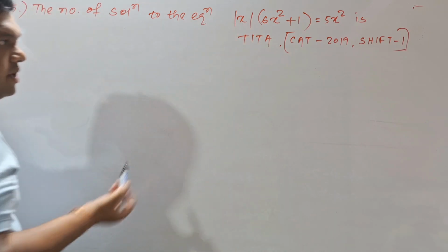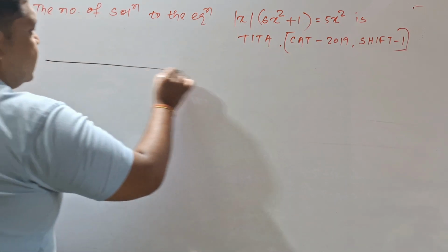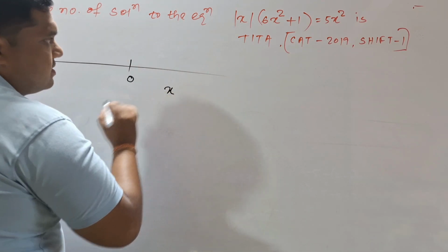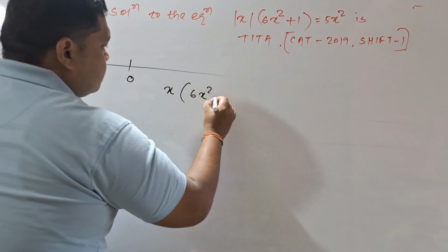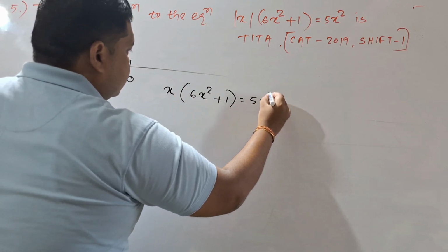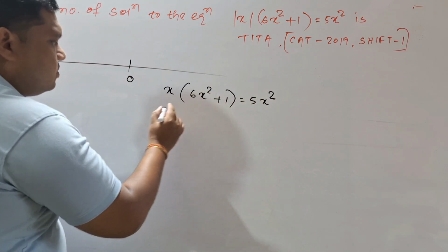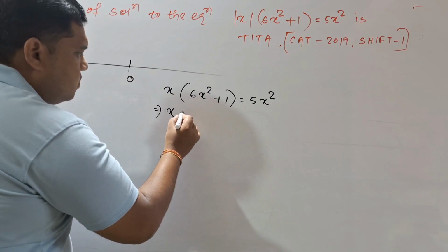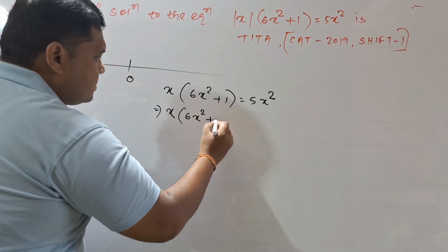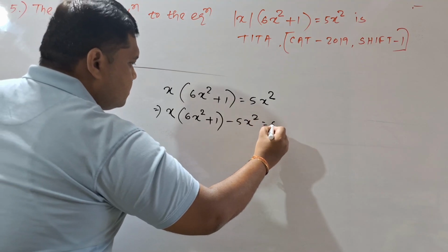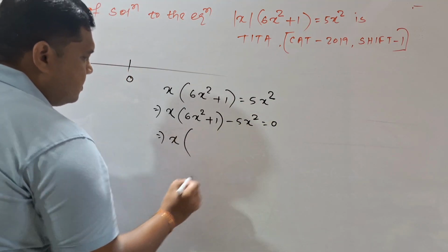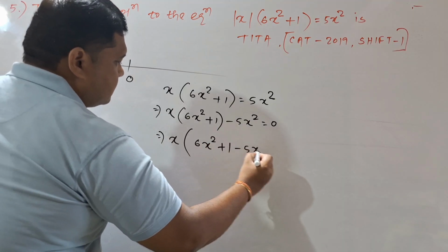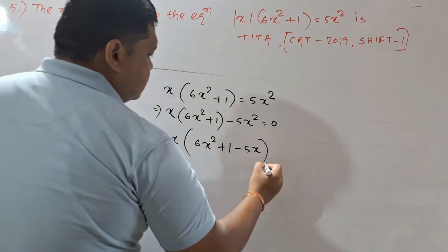Okay, x mod: the critical point is 0. And already I told you, towards the right of the critical point, mod opens with a positive sign. So here I will write x times (6x square plus 1) equals 5x square. If I take this 5x square to the left hand side, let's simplify this algebra. So x times (6x square plus 1) minus 5x square equals 0. If I take x common, here 6x square plus 1 minus 5x, because I already took x outside, equals 0.